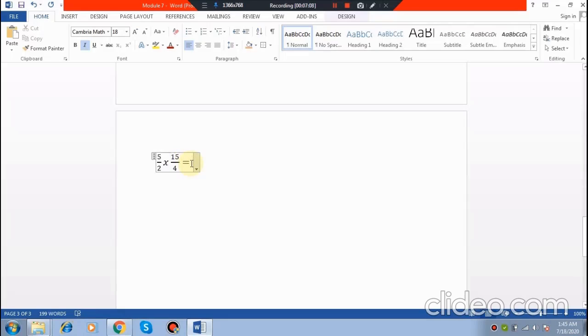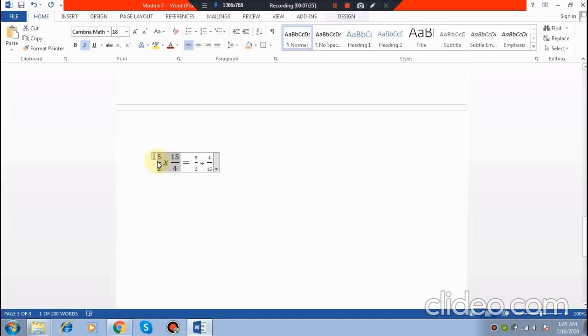Okay, I'm just going to do this. We now want to flip it. So remember, we only change the second fraction. Right? Flipping it, the 4 becomes the numerator and 15 becomes the denominator. Makes sense, right? So we need to simplify this.